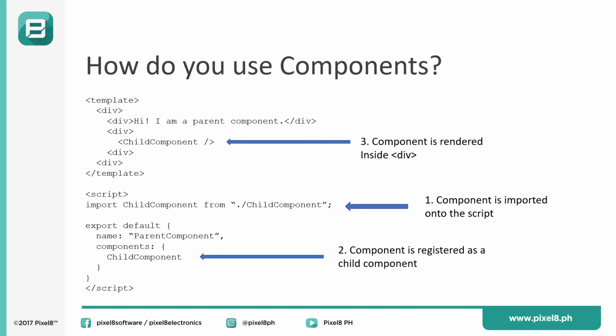How do you use components? Here you can see that we have a typical template in the script tag. So first step would be to import our component to be used within another component. In this case, we have a child component. Next is we register that component as a child component. As you can see, I've declared the components object here and passed our imported component inside that. Next, we need to render that component inside the template tag. As you can see, we have the child component right here. Basically, that's how you use components inside a Vue file.